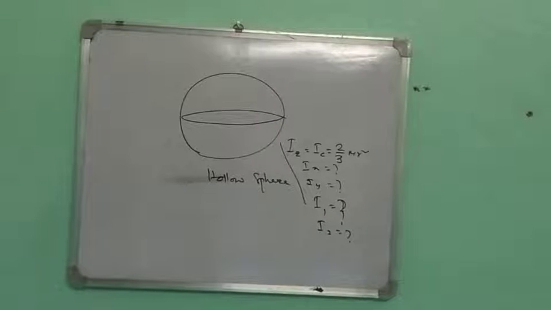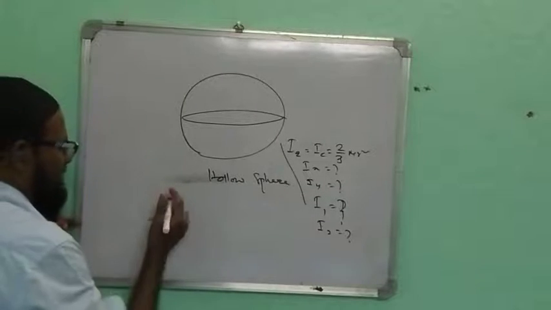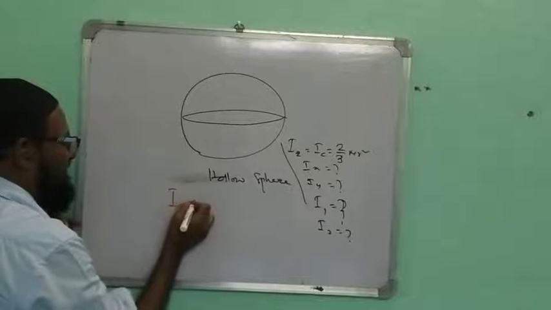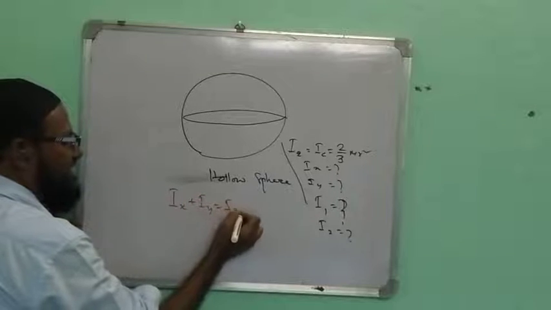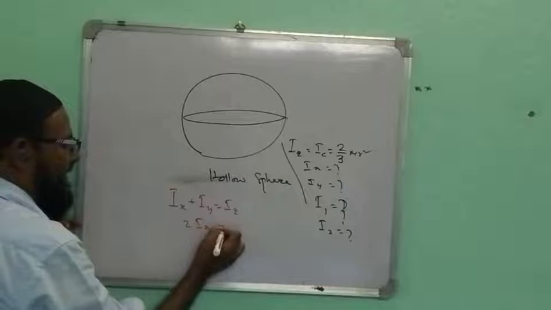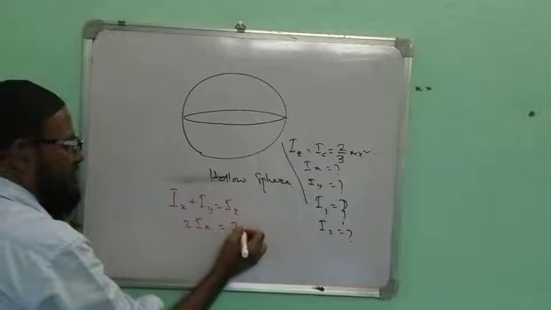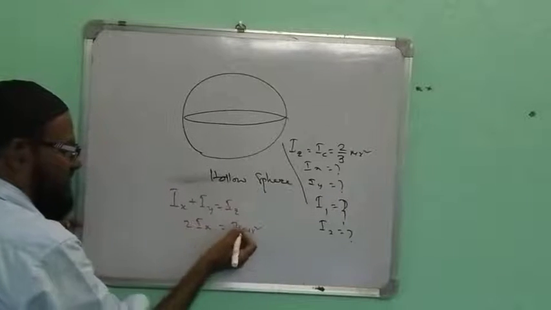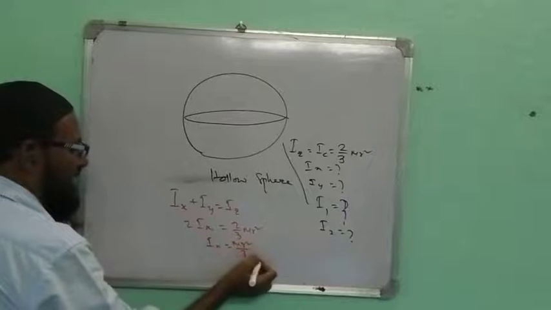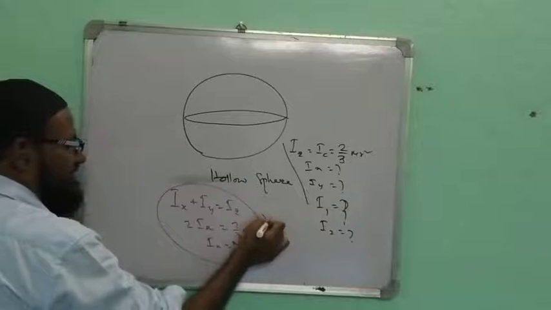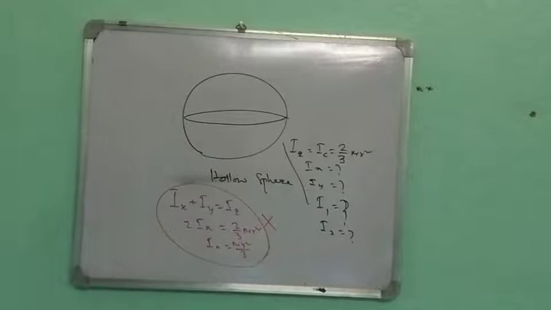First thing, here is a mistake. What is the mistake? The mistake is that a student will do like this: Iz equals 2 Ix. What is this? 2 by 3 m r square. What is Ix? Equal to m r square by 3. Sir, this is wrong. Why is it wrong?